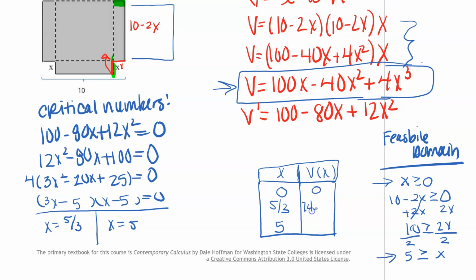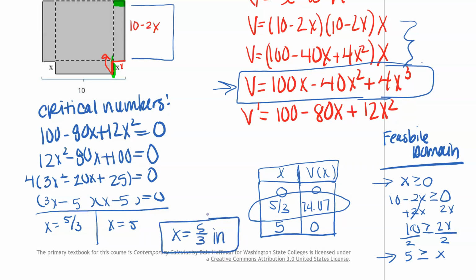5/3 yields a value of 74.07, and 5 plugged in gives us a value of 0. So this assures us that 5/3 is the maximum area that we can cut off in order to maximize the volume. And so it says find the value for x that will maximize the volume of the box, and that would be x equal to 5/3 inches.